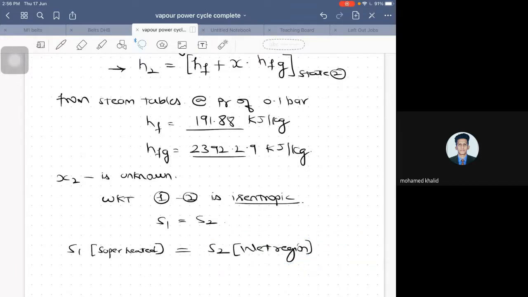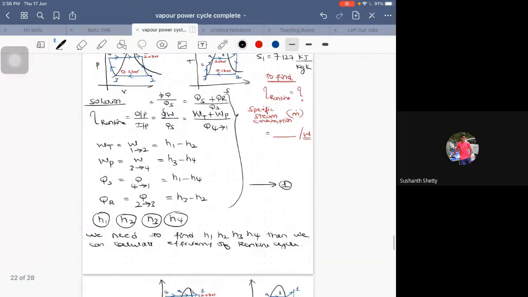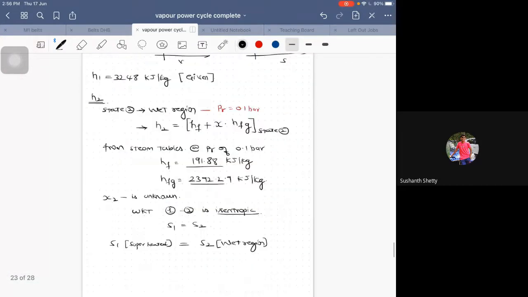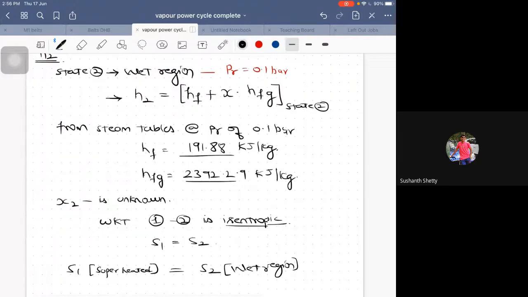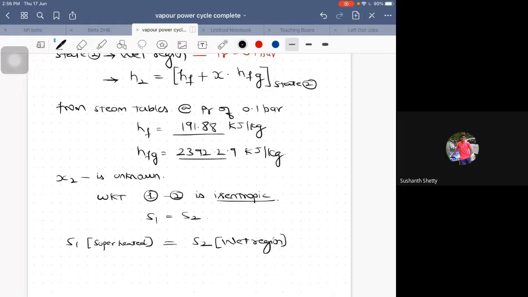Now, S1 is in the superheated region. Can I get the value directly from the steam table, or is it given? Whether S1 value is given? It's given, sir. Very good. Then my job is half done already. So S1 value is 7.127. I would just write it in brackets as it is given data. Now, how do I calculate the value of S2?